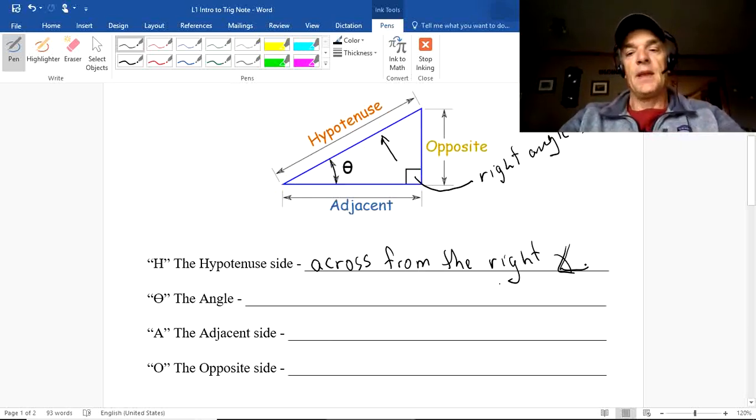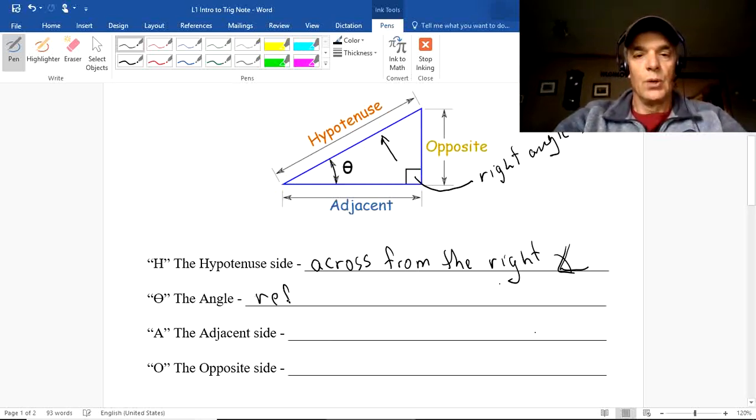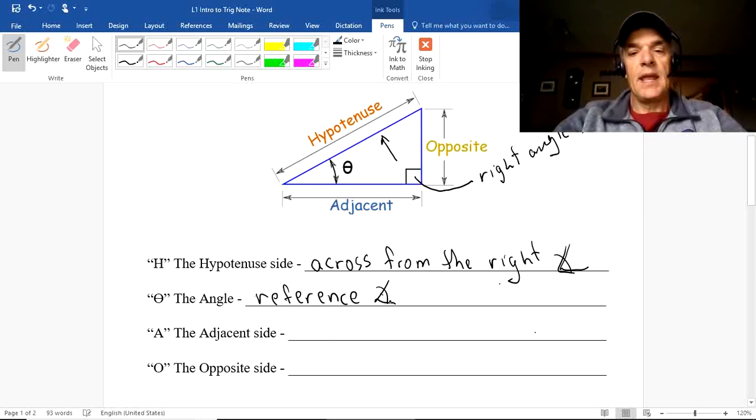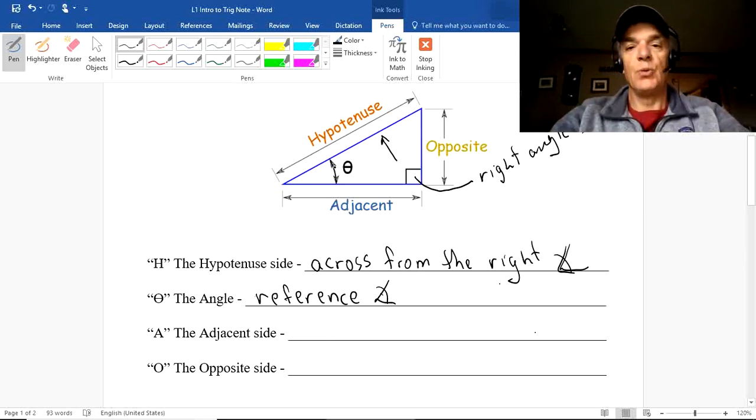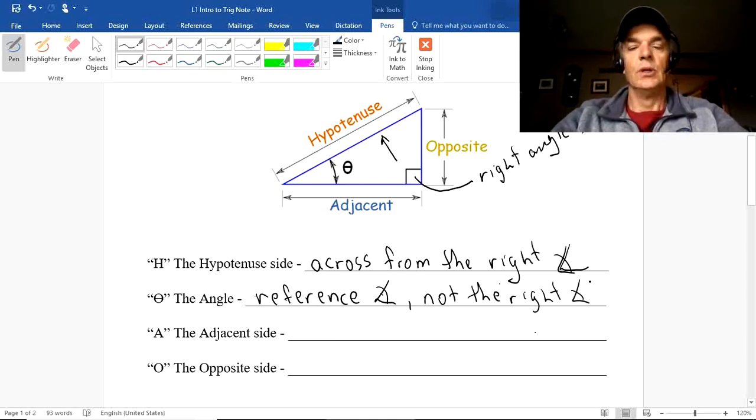Once we've done that, we have to select something called an angle, and I refer to it as our reference angle. Now, this angle can be either of the two other angles. It cannot be the right angle. That's not possible. We can't do that.